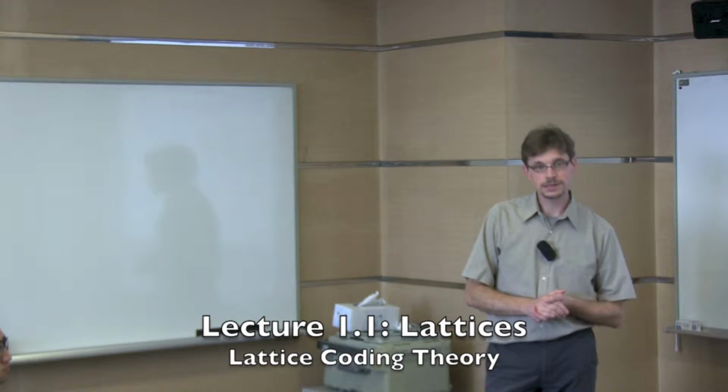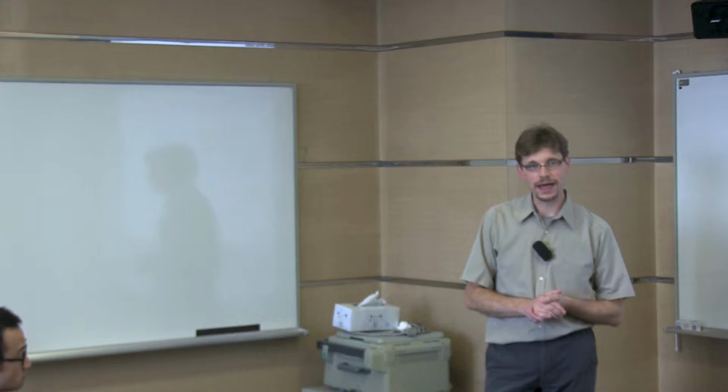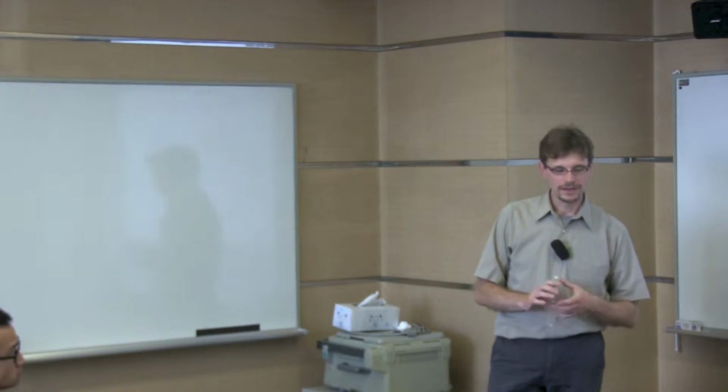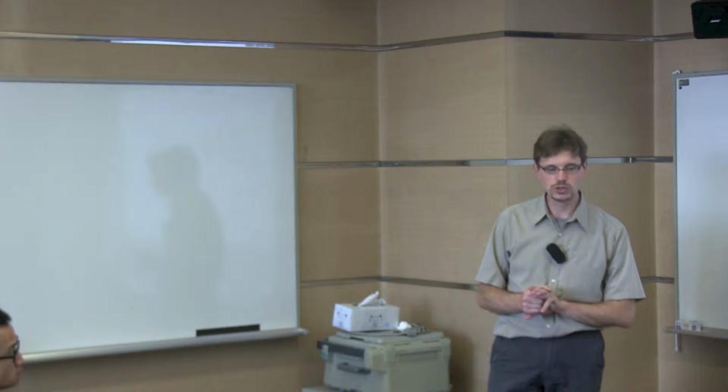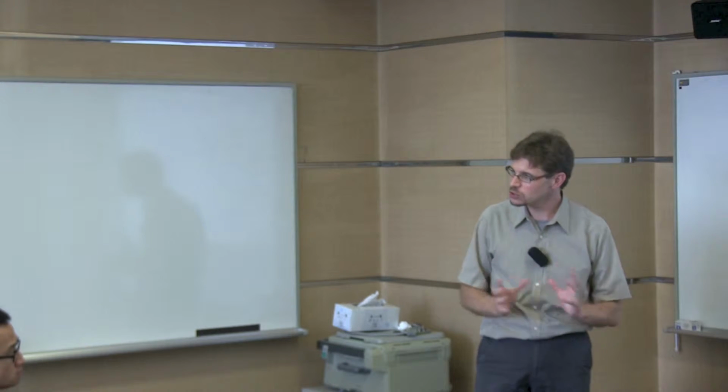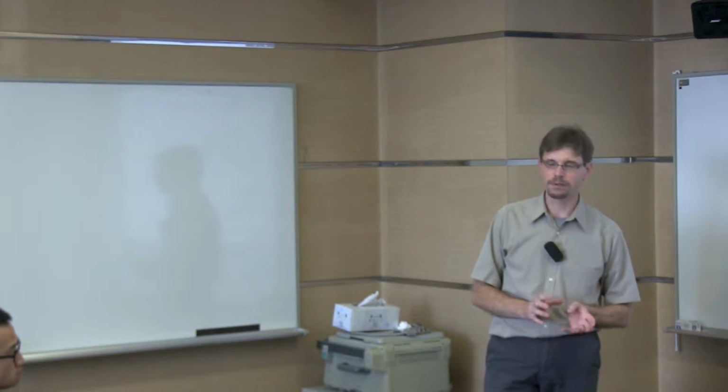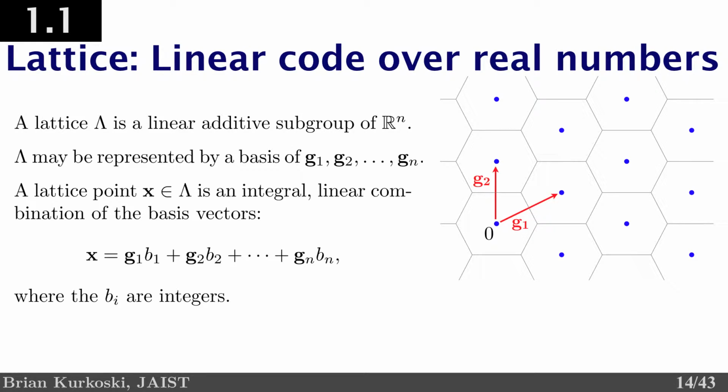So in some strict sense, a lattice is an additive subgroup of the real numbers in n dimensions. This definition is not necessarily the most useful thing, so almost exclusively I'm going to work with the definition that a lattice is represented by a basis vector in n-dimensional space. So we use lambda to denote the lattice itself, and a basis vector is g1, g2 up to gn, and those are column vectors.